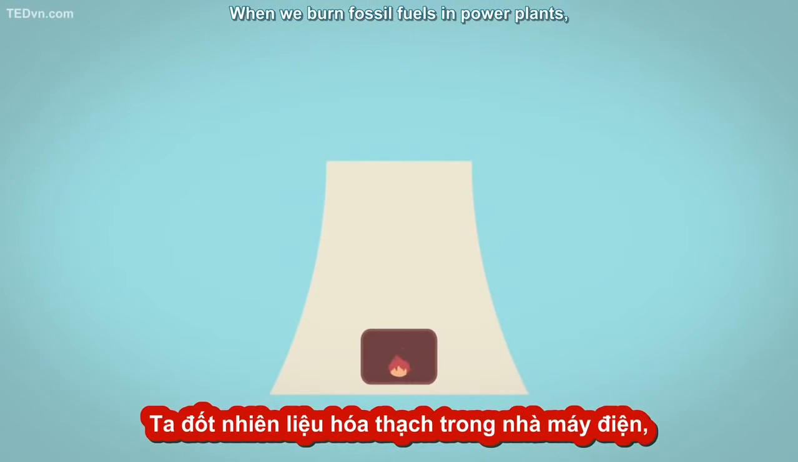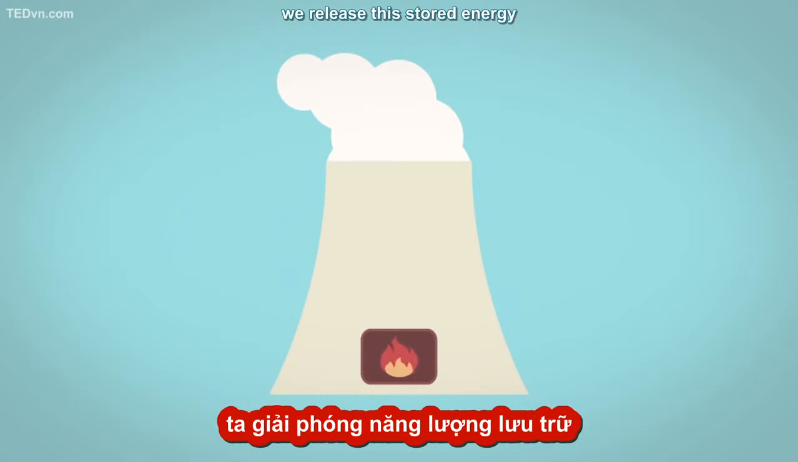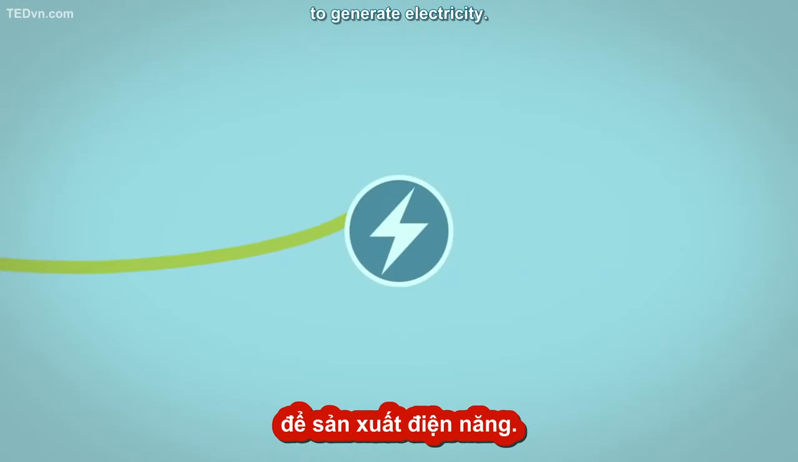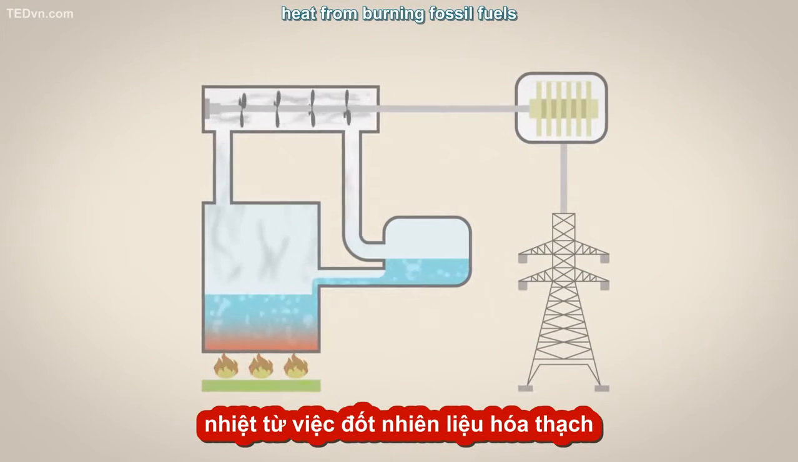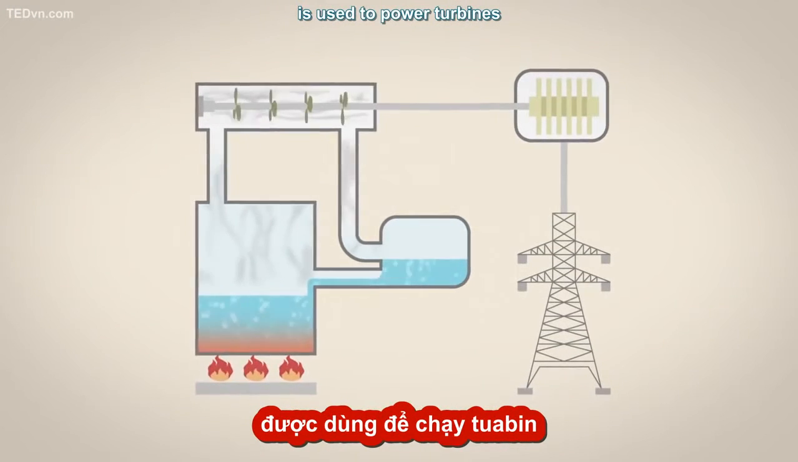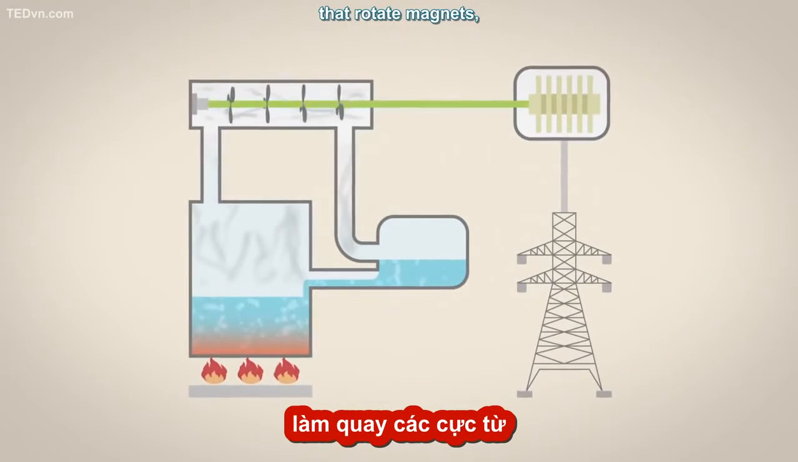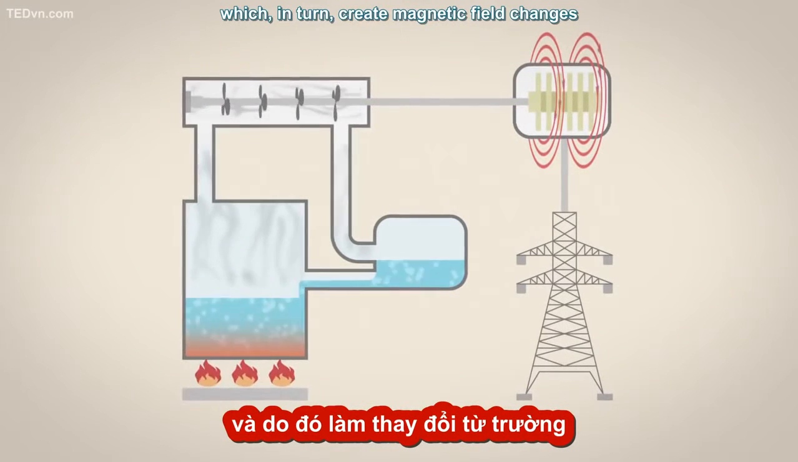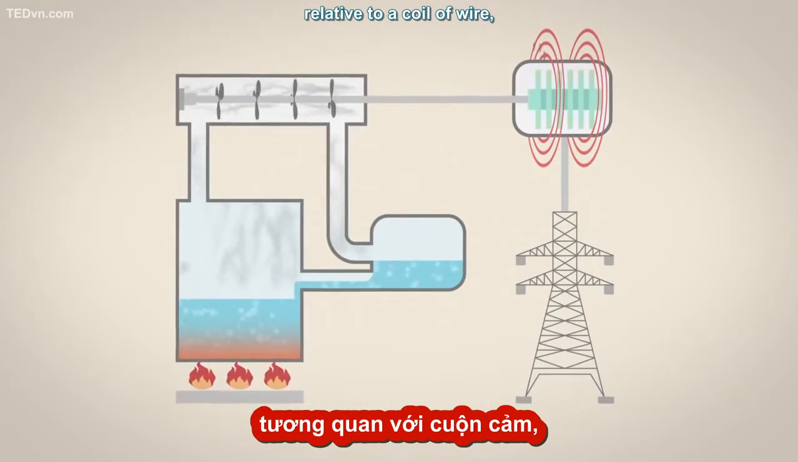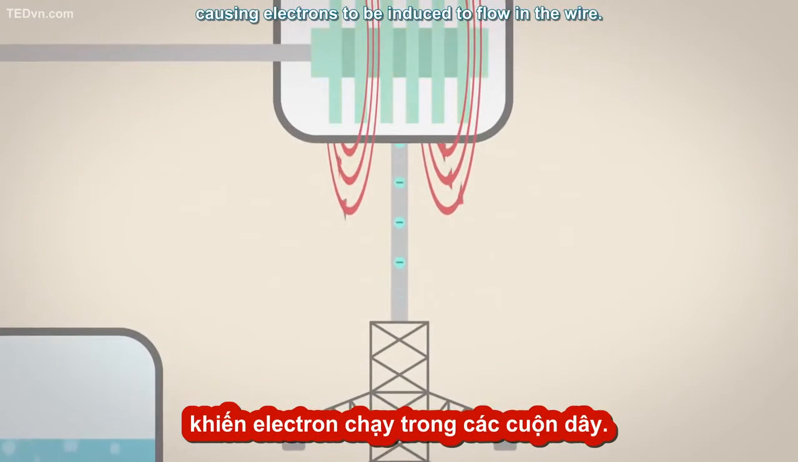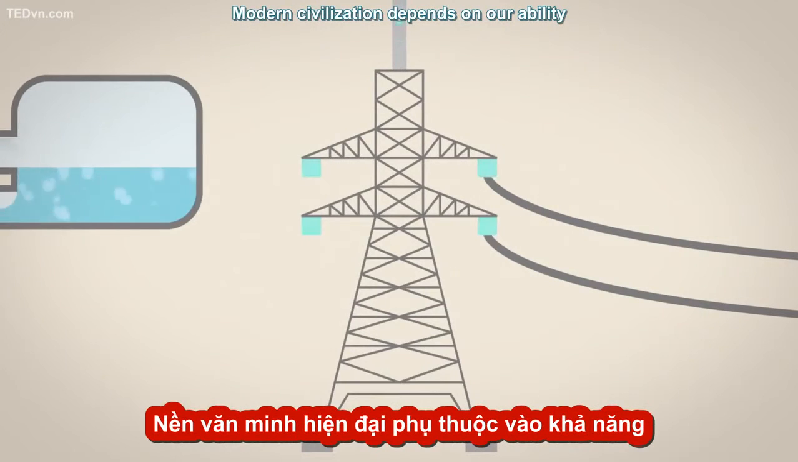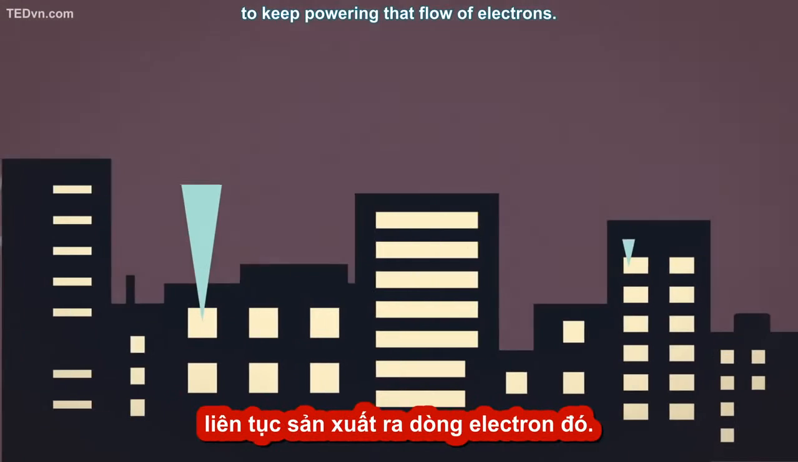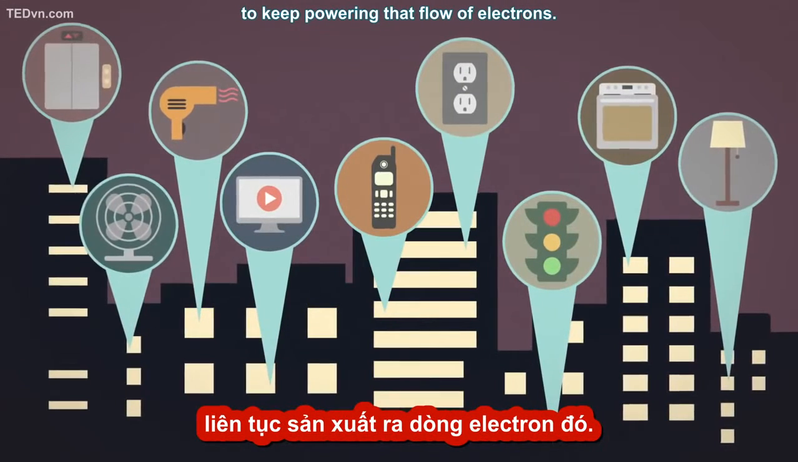When we burn fossil fuels in power plants, we release this stored energy to generate electricity. To generate electricity, heat from burning fossil fuels is used to power turbines that rotate magnets, which in turn create magnetic field changes relative to a coil of wire, causing electrons to be induced to flow in the wire. Modern civilization depends on our ability to keep powering that flow of electrons.